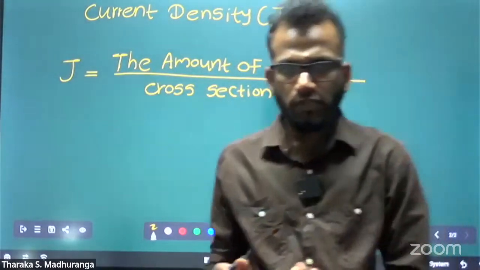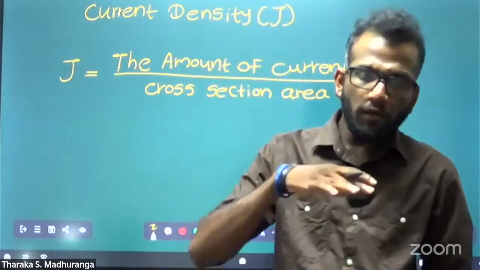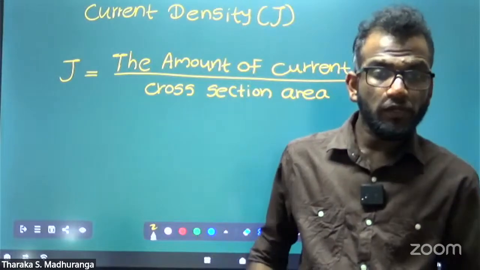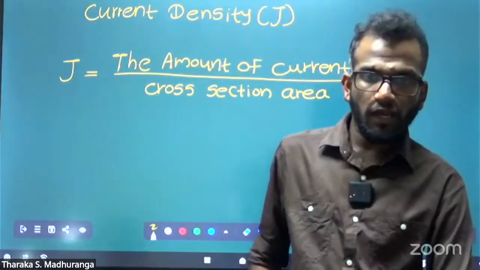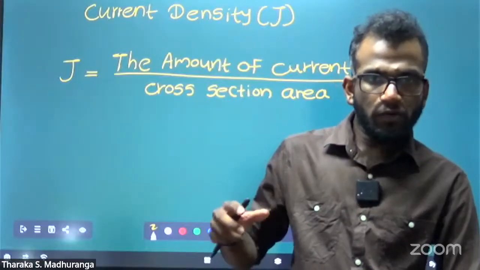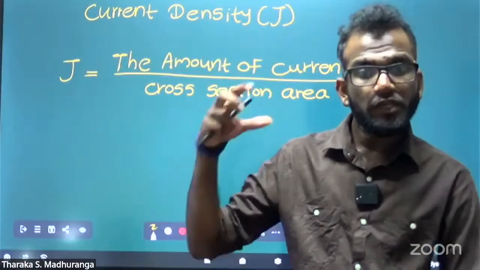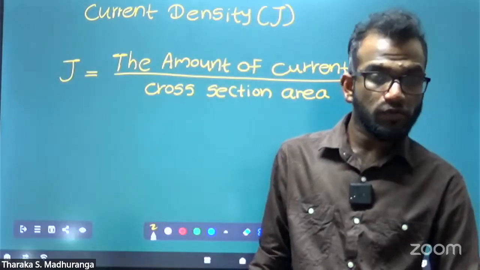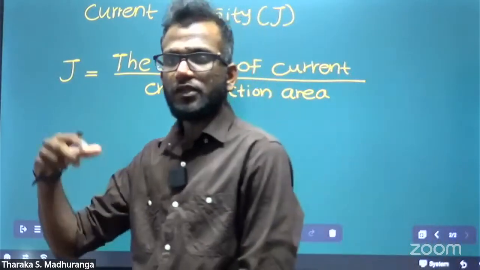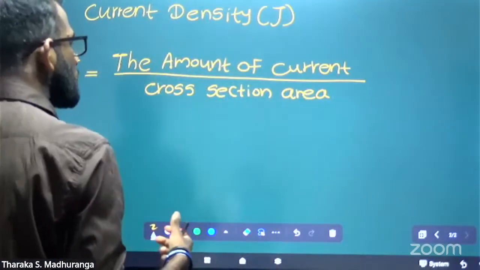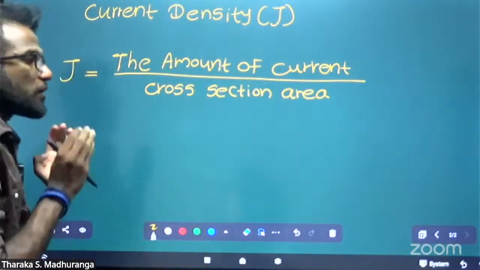What is the definition of the current density? The amount of current flowing through a unit cross section area of the conductor. The amount of current flowing through a unit cross section area, that we call the current density.